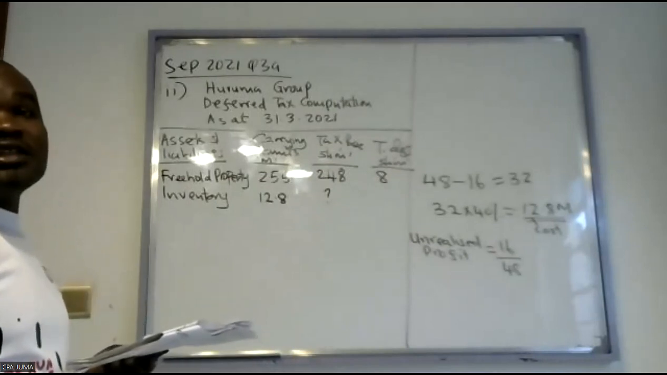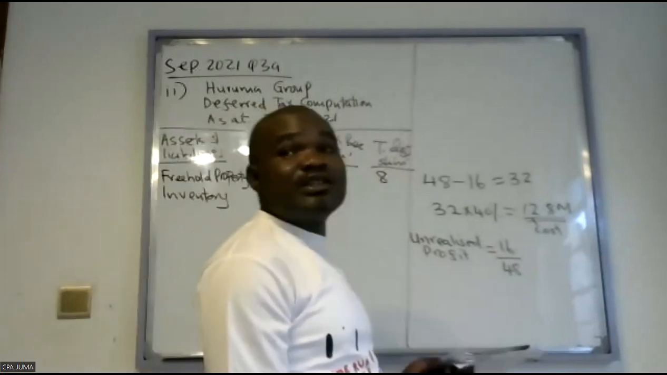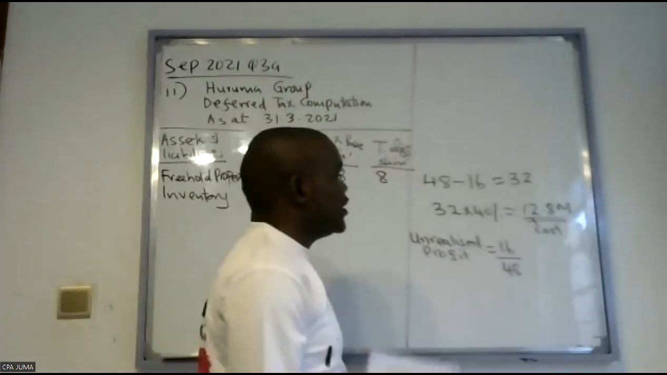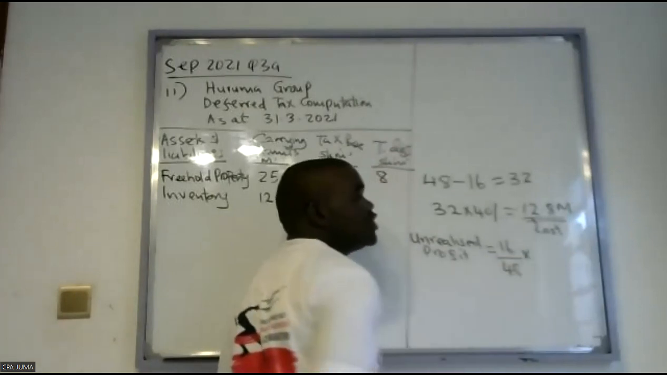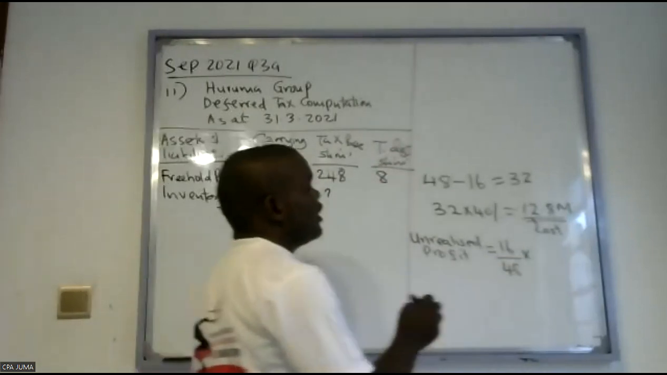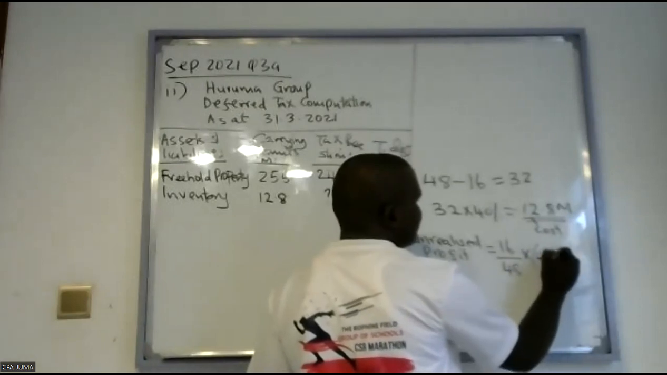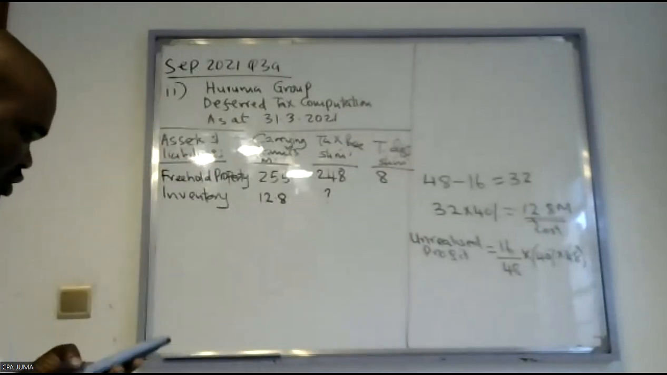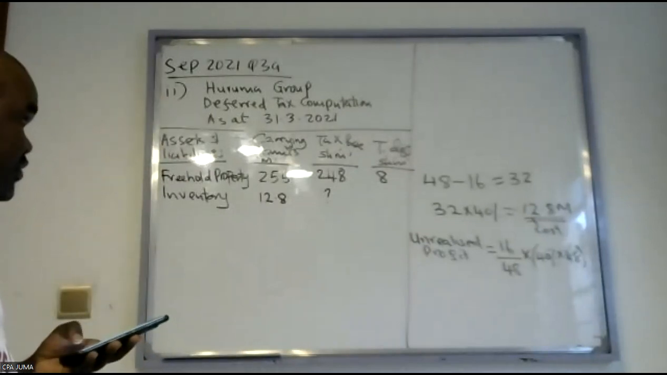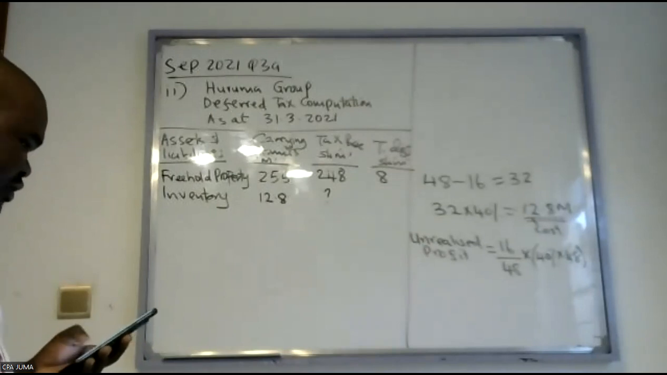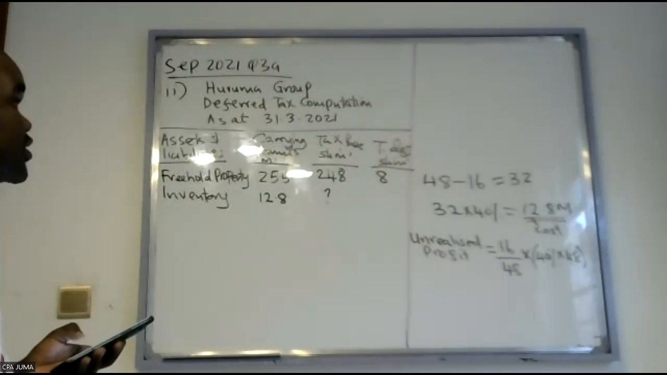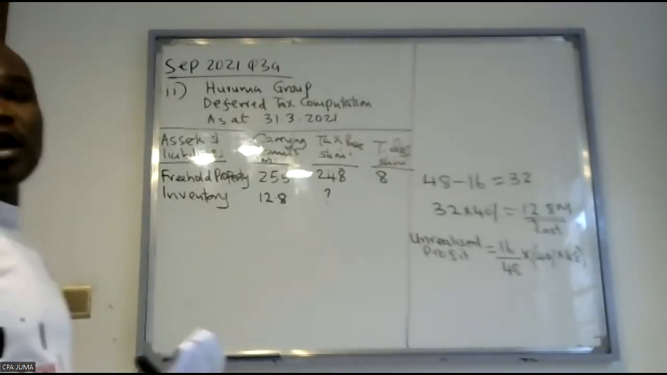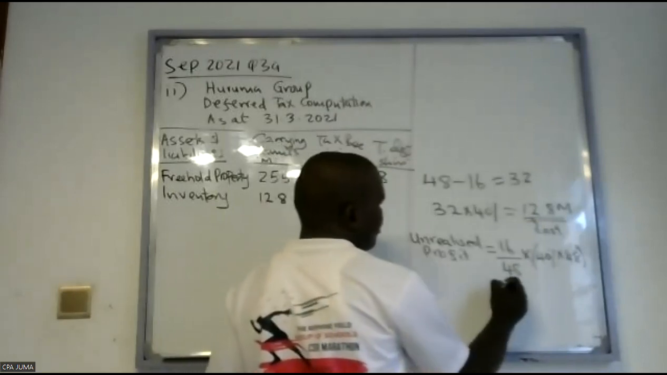So you take the profit margin. Profit margin is the profit over the sales value. So it's 16 over 48 times the goods which remained in the store. The goods which remained in the store is 40% of that 48. How much is that unrealized profit? That is what you should do first. So it's 16 divided by 48 times 40 times 48. That one gives you an unrealized profit of 6.4.